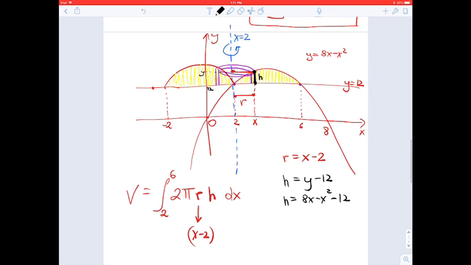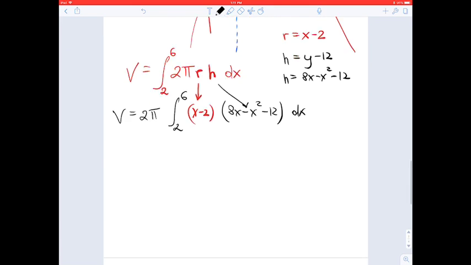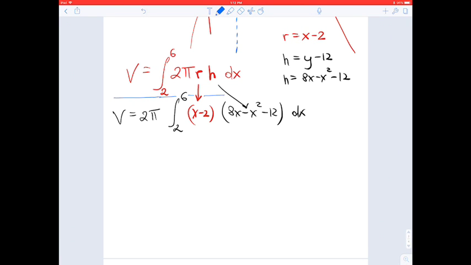Okay, let's substitute. The integral of x minus 2 times 8x minus x squared minus 12 with respect to x, and possibly 2 pi we can put outside. Okay, that means this is a nice integral. I can box it. And if you end up having a similar question on your online test, which means a multiple choice question, probably this will be your final answer. But let's just try it as a homework question, as a practice question. We can definitely try to integrate.